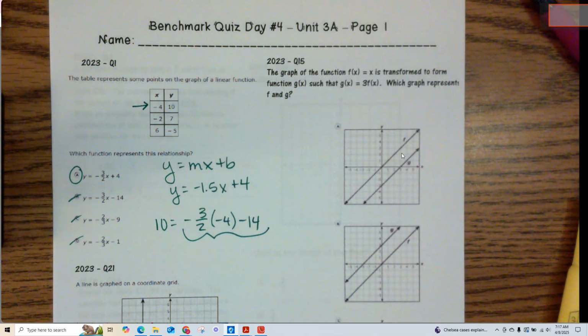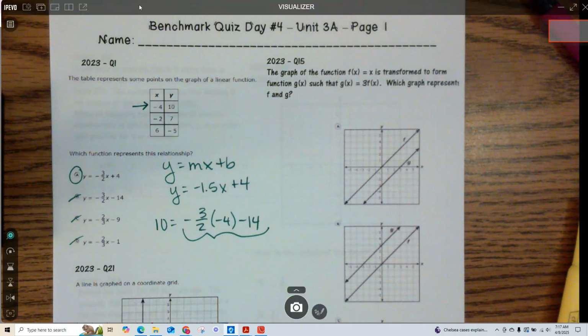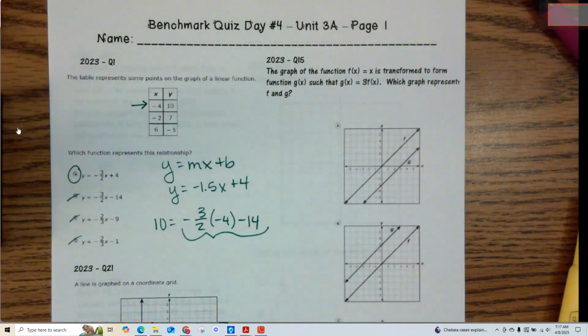All right, question 15. The graph of the function f of x equals x is transformed to form function g of x such that g of x equals 3 times f of x. Which graph represents f and g? So f of x is x. Sorry, this is so blurry. It looks like that's as good as it's going to get.